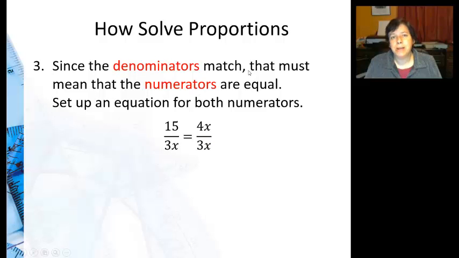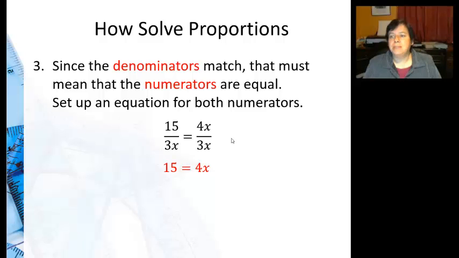Since the denominators match, that must mean that the numerators have to be equal. So I can just take this top part and set an equation because these are already equal, these have to be equal. As an example, let's say I told you that a number over 7 equals 3 over 7. What does the number have to be? It has to be 3. So if the denominators match, then the numerators need to match. So there's my new equation.